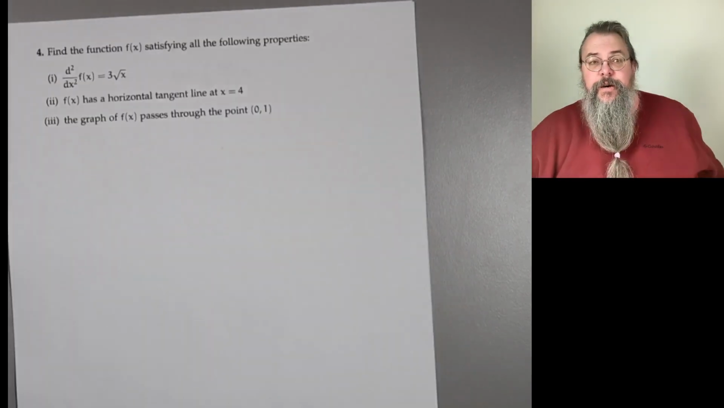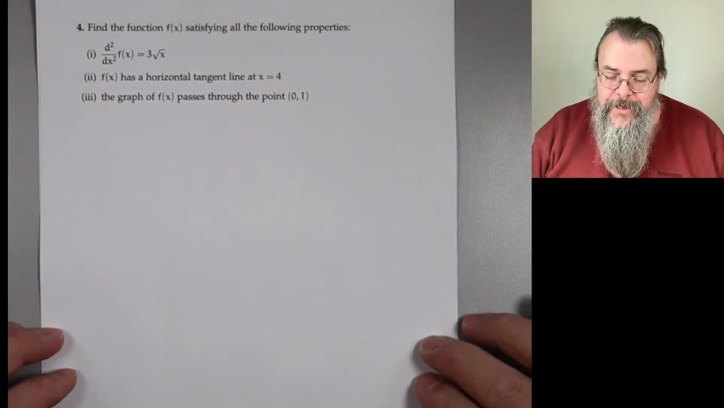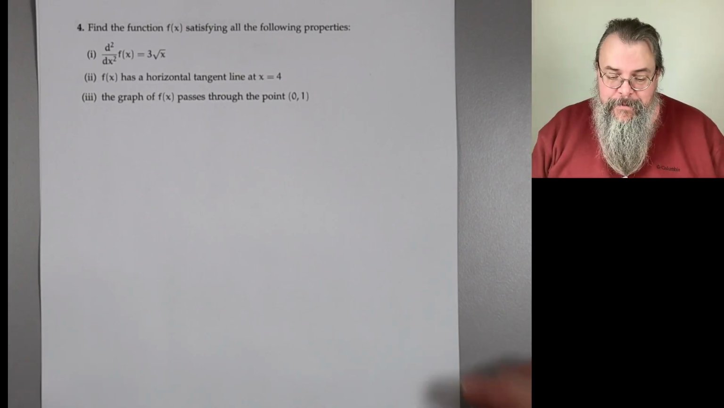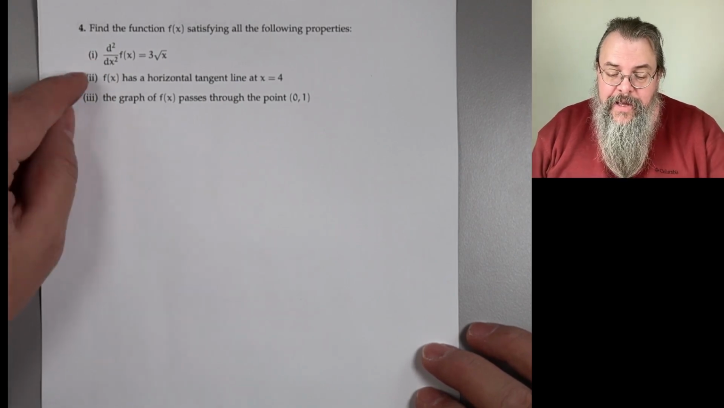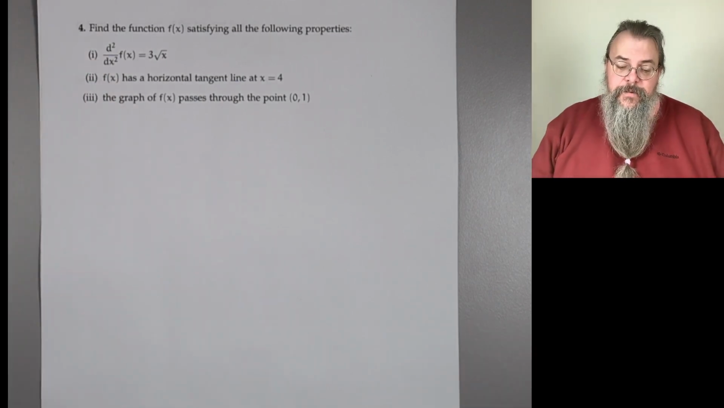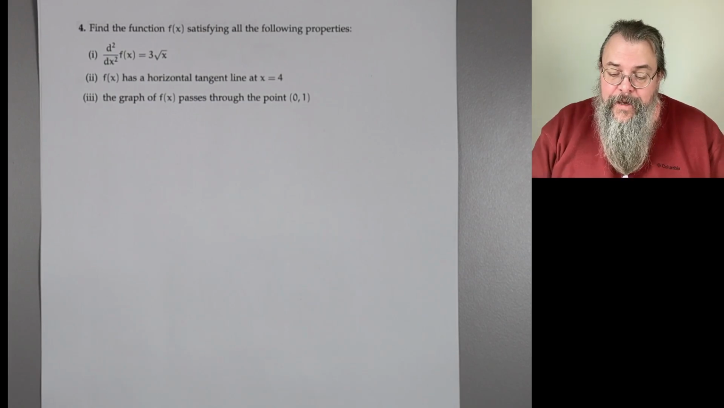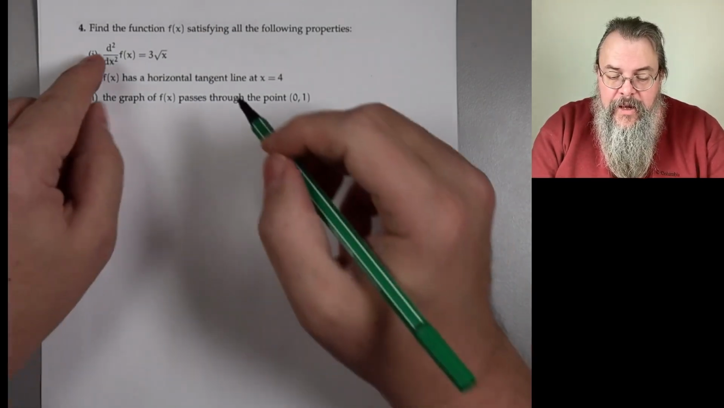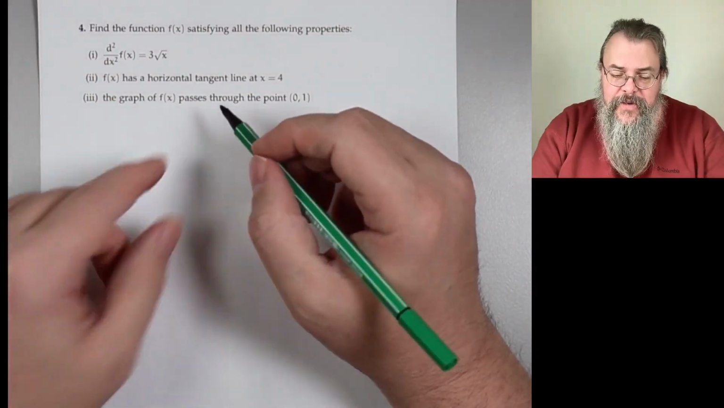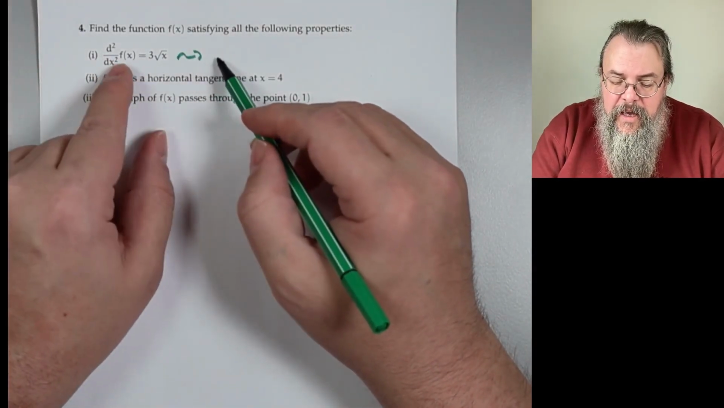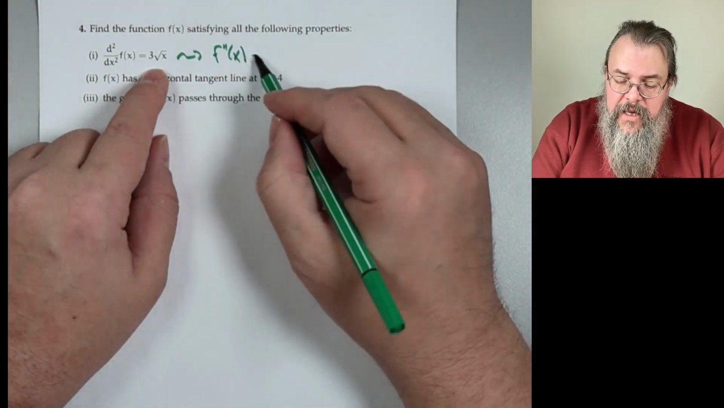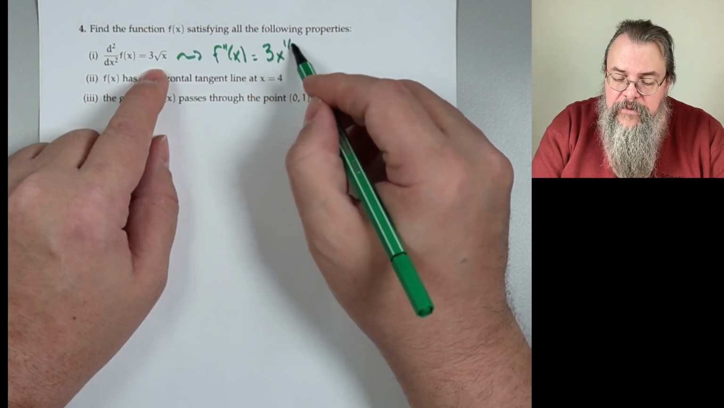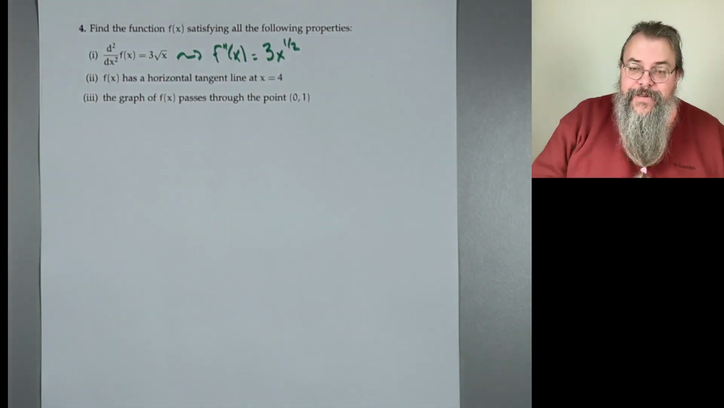On to number 4. Find the function f of x satisfying all the following properties. So the second derivative, d squared dx squared of f of x, is 3 square root of x. f of x has a horizontal tangent line at x equals 4, and the graph of f of x passes through the point 0, 1. All right, let's think about what these things say. Now, d squared dx squared is just a way of saying take two derivatives. So this could be written as f double prime of x, and 3 square root of x, well, we can think of that as 3x to the 1/2. That's the calculus-friendly way to write square root of x.